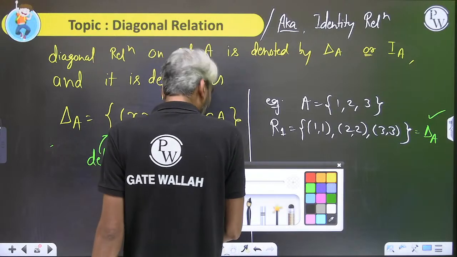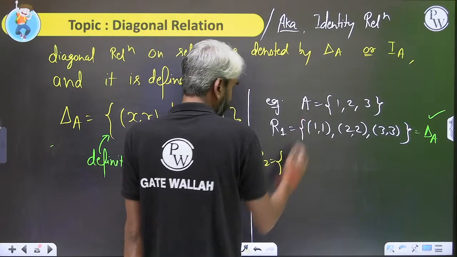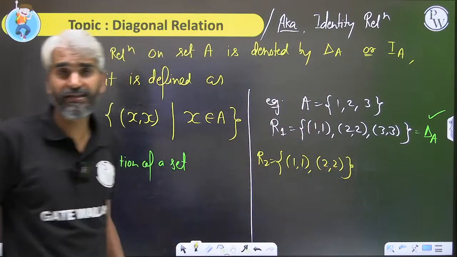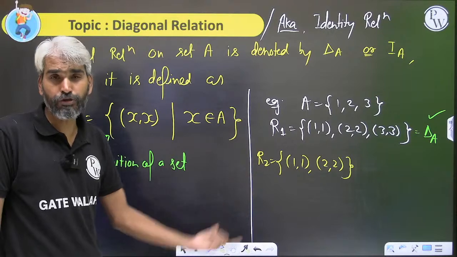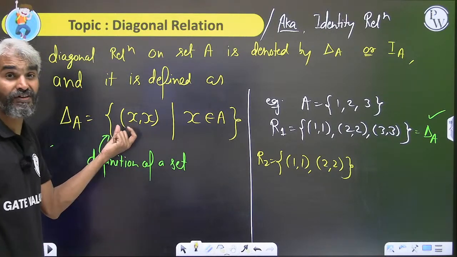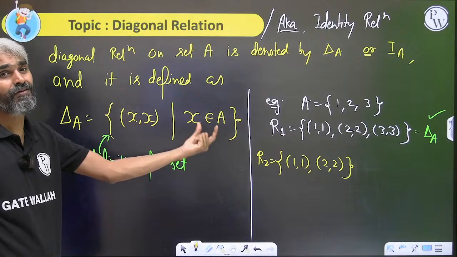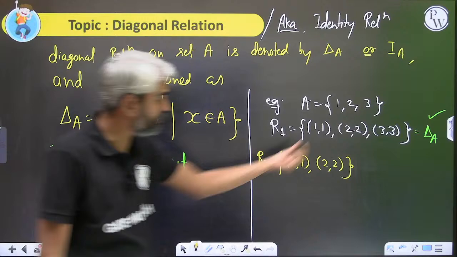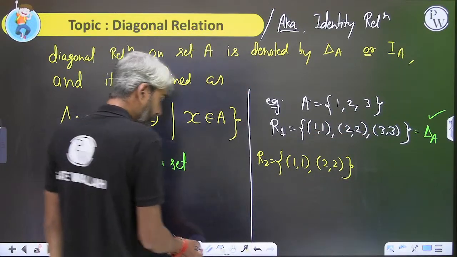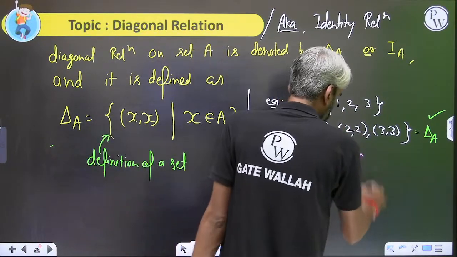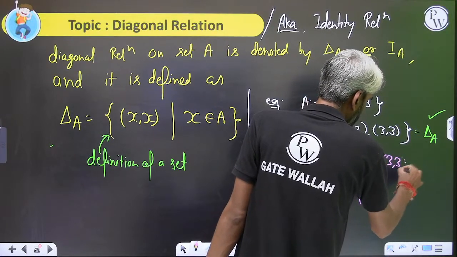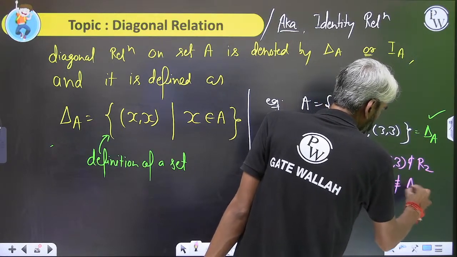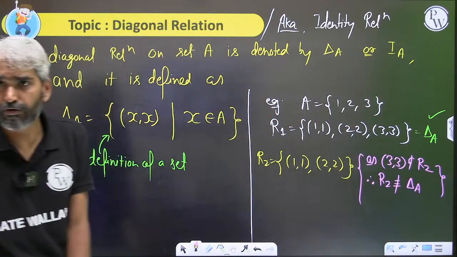If I take another example, R2 on the same set, with only two ordered pairs, (1,1) and (2,2), and we do not take (3,3), is it also a diagonal relation on set A? No, sir. It is the definition of a set, that is, for all x which satisfy this constraint, if x belongs to A, then the ordered pair (x, x) should be present in the relation. Because (3,3) is not present in R2, R2 is not equal to the diagonal relation on set A.